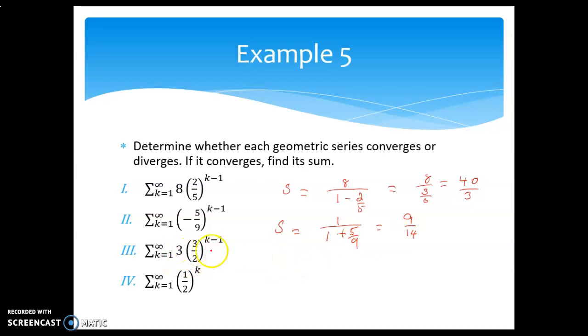And then for this one here, r is greater than 1. That means this series diverges. This one converges, but this one diverges because r is greater than 1. For this one here, we have to rewrite it as follows. The sum from k equals 1 all the way to infinity of 1/2 times 1/2 raised to the power of k minus 1. So a here is 1/2. Then we have 1 minus 1/2, and this is equal to 1.